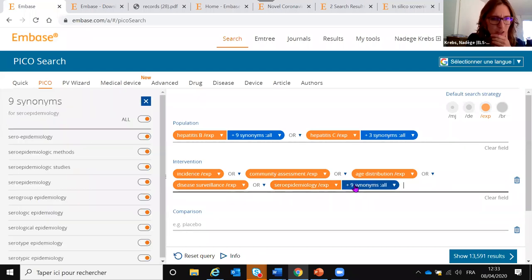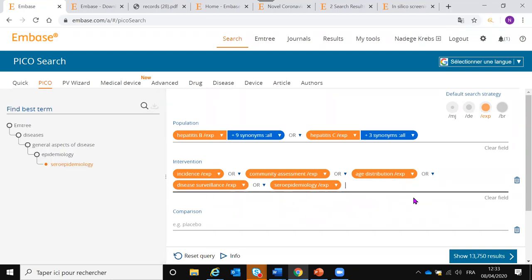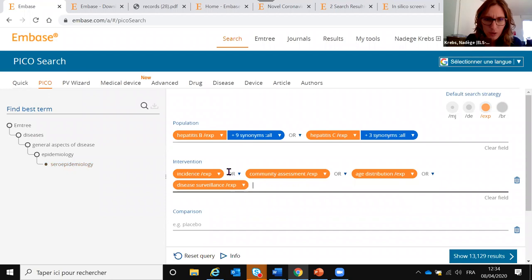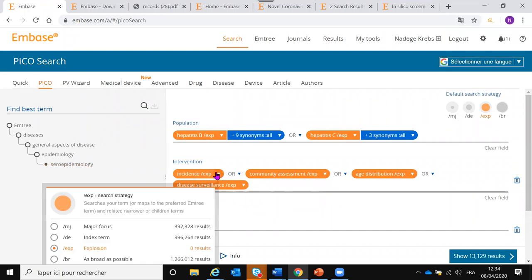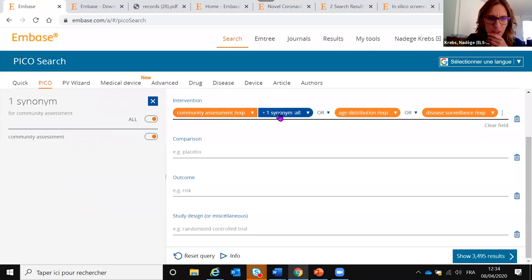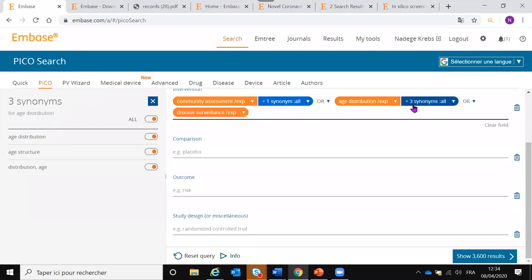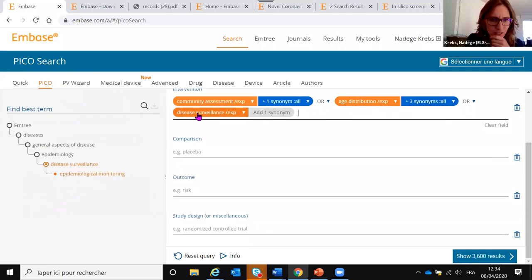Seroepidemiology, what are the synonyms? Serogroup. Is that something that would be a search term for a colleague? Or is it relevant or not? No, so we take it out. So this one, I'm going to remove it. The incidence, I'll remove it. So we have community assessment with the synonym, the age distribution, the synonyms, and the disease surveillance.